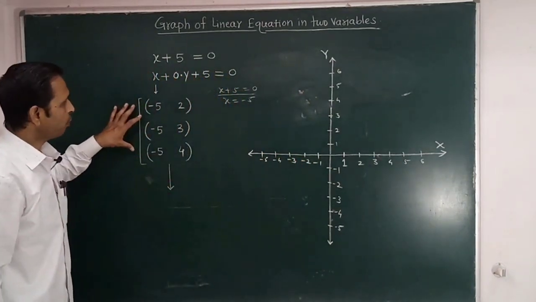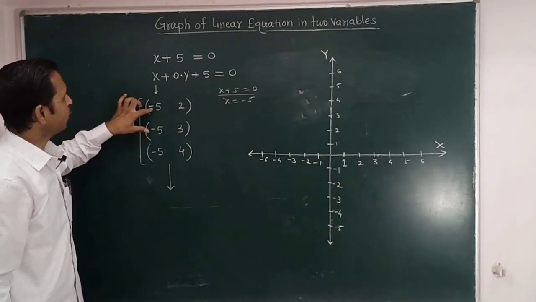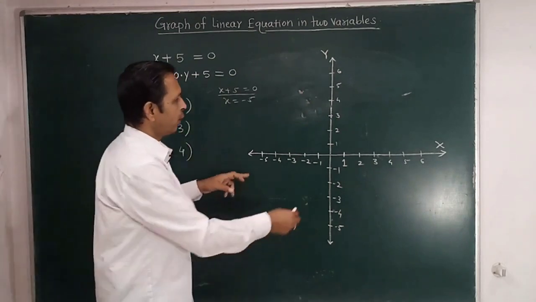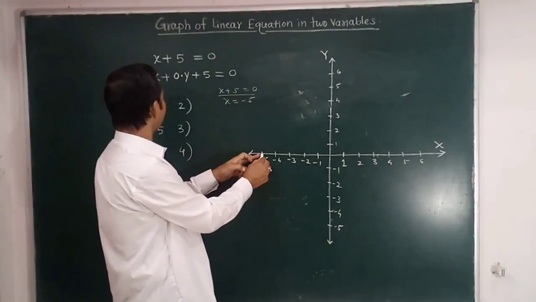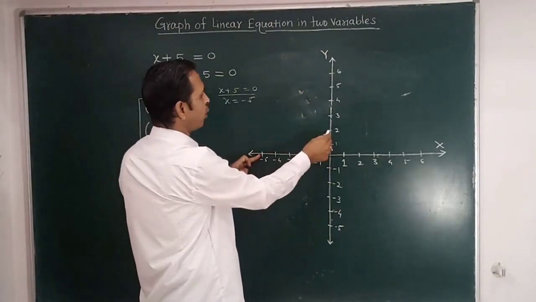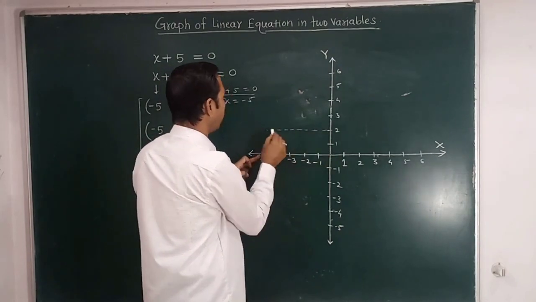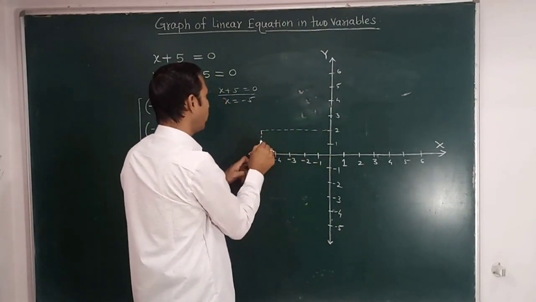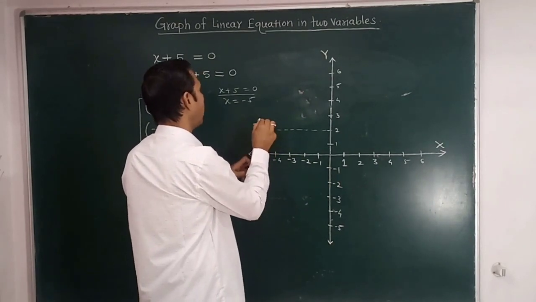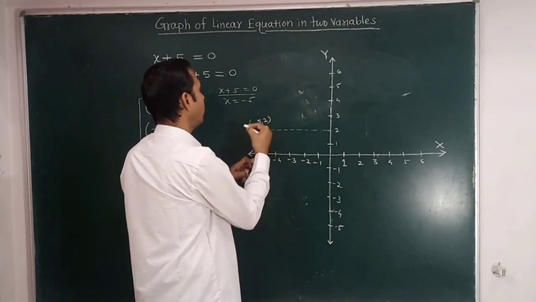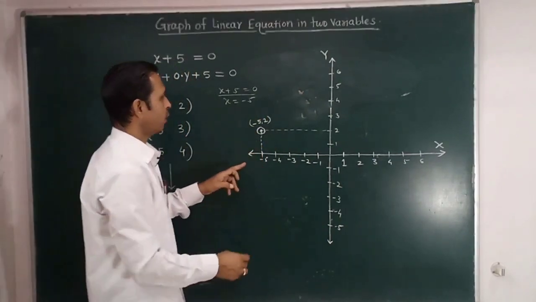Now if you plot these points, first point is -5 and 2. Now see here, where is -5? This is -5 on the x-axis and 2 is on the y-axis. Now if you plot such a point like this, this is a point. This point is -5, 2. Yes. Now the second point -5, 3.